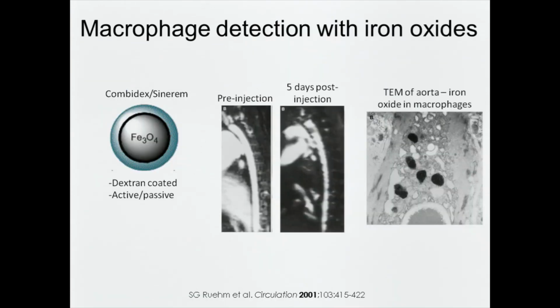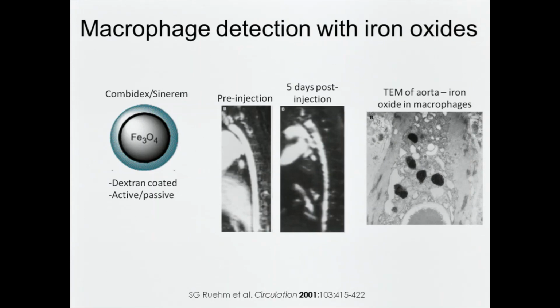Furthermore, these iron oxides are used for macrophage detection. This is Sinerem, and this is an atherosclerotic rabbit before injection and then 5 days post-injection of these iron oxides. You can see along the aorta of this atherosclerotic rabbit there are little indentations, and that means accumulation of these iron particles in the atherosclerotic lesions that this rabbit has in its artery. They performed electron microscopy from these lesions and found iron oxides located in the macrophage cells. So this is macrophage imaging.